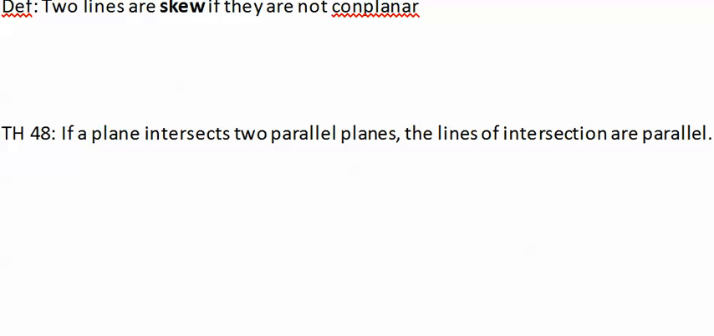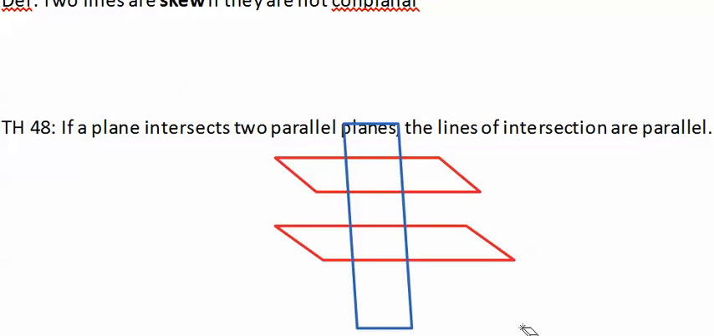Theorem 48 states that if a plane intersects two parallel planes, the lines of intersection are parallel. So let's think about what this looks like. If we have the blue plane intersecting the red parallel planes, we can kind of see what's going on, with the green lines representing the intersections. If you can see that, they continue to have the same distance apart as the planes. But since the plane cuts them at the same place, because they're parallel, the lines will continue on in the same direction, therefore being parallel.